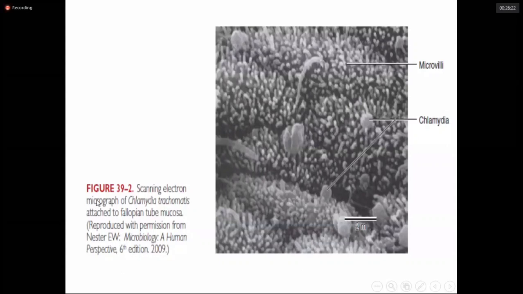Here is a scanning electron micrograph, the chlamydia is here. These are the large cells. This part of the body is the fallopian tube mucosa. You can see the microvilli of the fallopian tube mucosa. And the chlamydia will attach to these microvilli via MOMP.